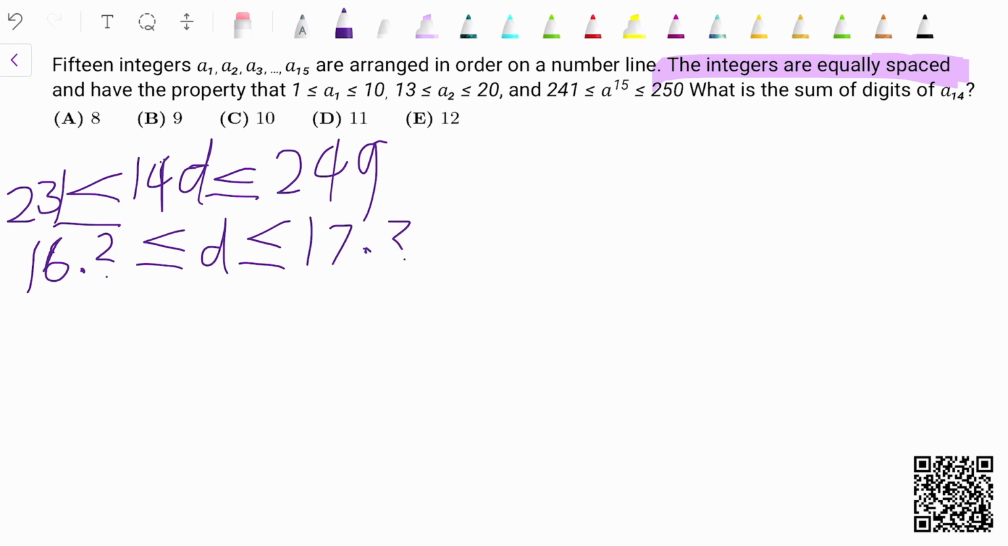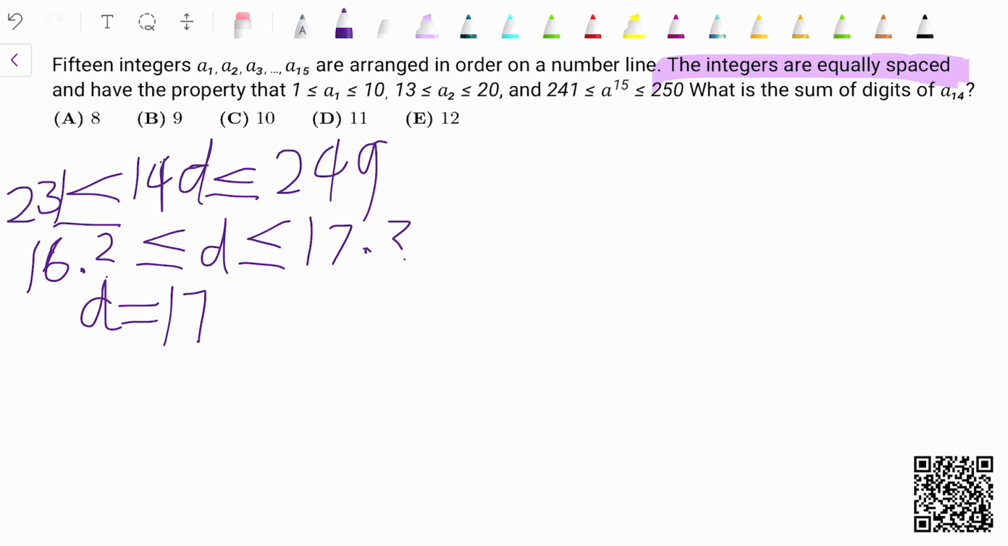And you might be like, okay, but what is this something something? The thing we really need to focus on here is that all of them are integers, which also means that we only need the integer that is between something greater than 16 and something less than 17. The only thing that fits there means that d must be 17. Okie dokie, so now we know that the distance between all of these numbers is 17.